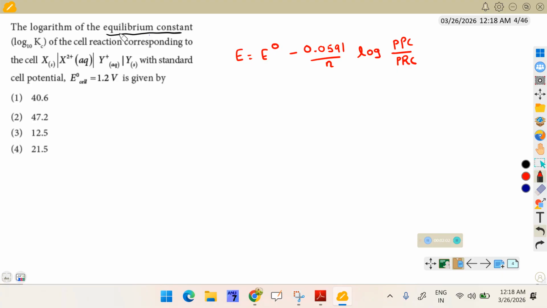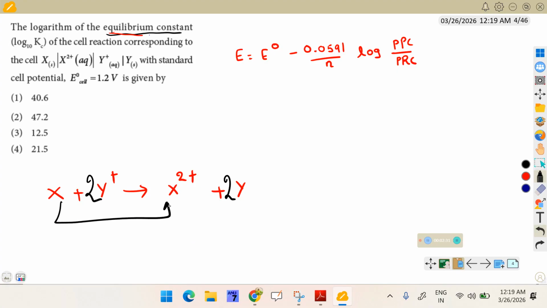The logarithm of the equilibrium constant of the cell reaction corresponding to the cell is given. Write the equation using the cell. X is converted to X2 plus and Y plus is converted to Y. Reactants and products are balanced, but charge is not balanced. So take 2 moles of Y plus and 2 moles of Y. X is converted to X2 plus; 2 electrons are involved in this process.